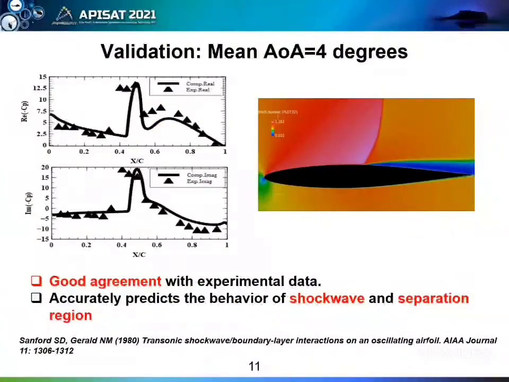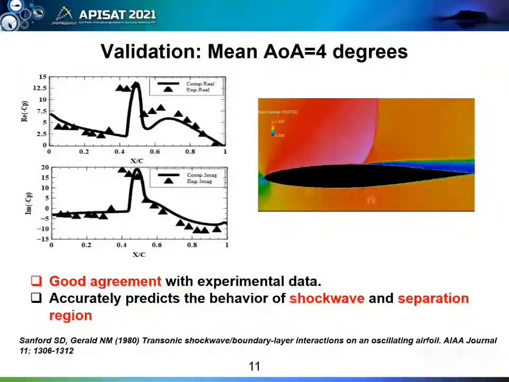And for the high angle of attack, of mean angle of attack 4 degrees, DFT analysis was performed, as it can be seen from here, and the result is compared with the experimental data from NASA. This part is for the real part, and this is for the imaginary part. A good agreement can actually be seen from this graph.